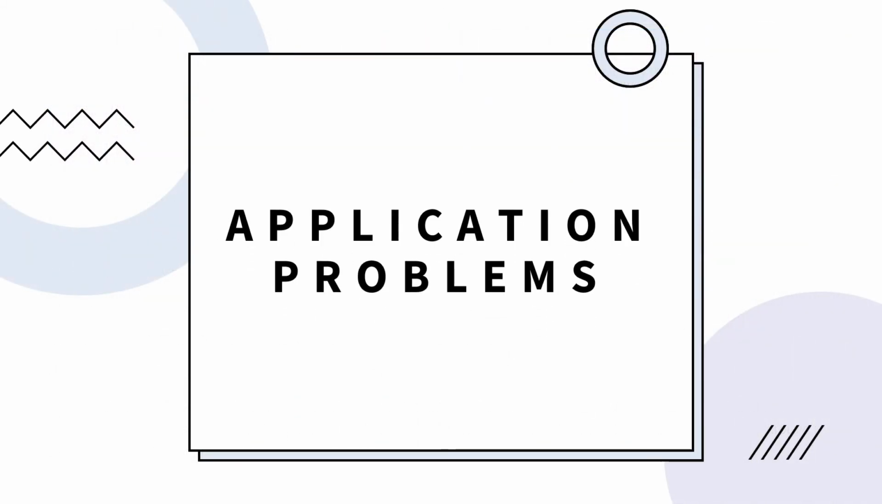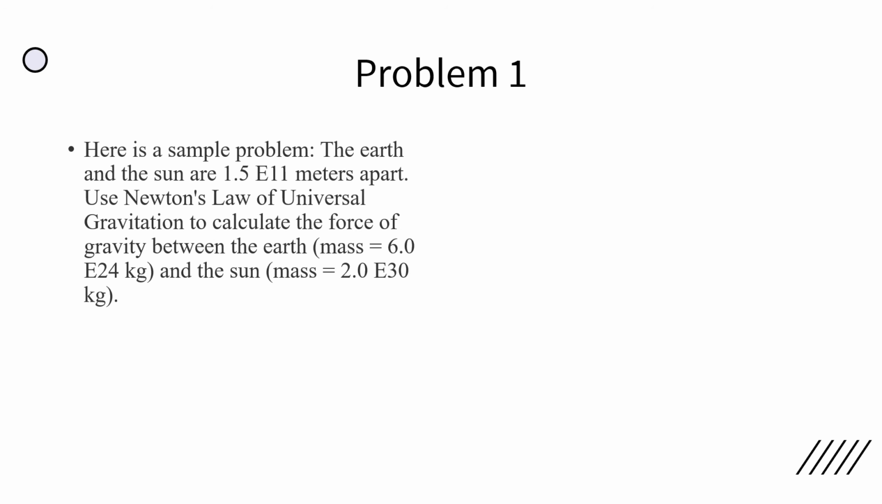Alright, so now that we have the theory and everything, we're going to move to the application problems. So we're going to talk a little bit about everything. Well, let's start with problem number 1. So here is a sample problem. The Earth and the Sun are 1.5 e11 meters apart. Use Newton's law of universal gravitation to calculate the force of gravity between Earth, which has a mass of 6.0 e24 kilograms, and the Sun, which has a mass that equals 2.0 e30 kilograms.